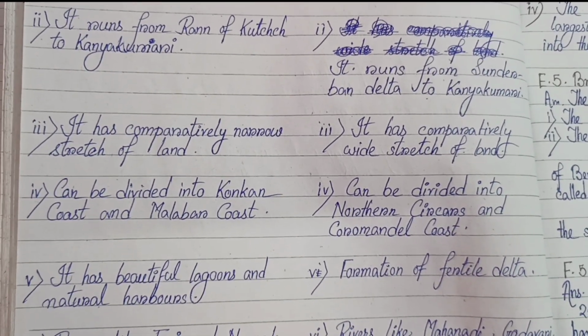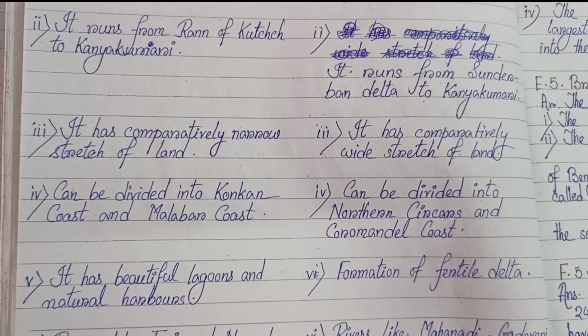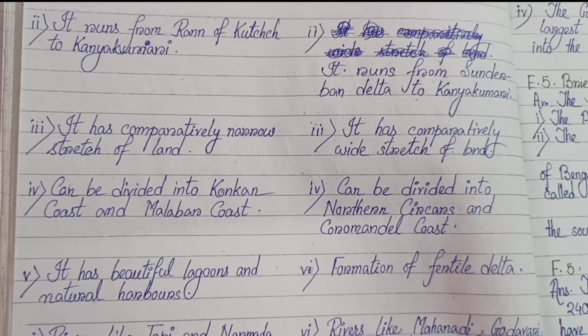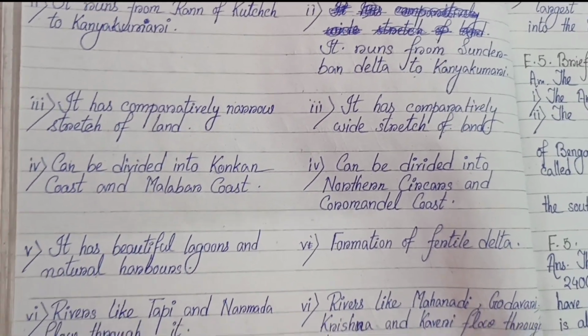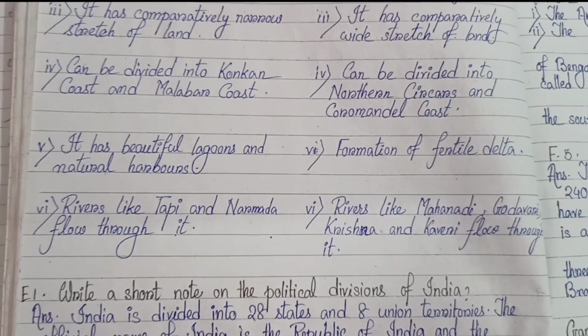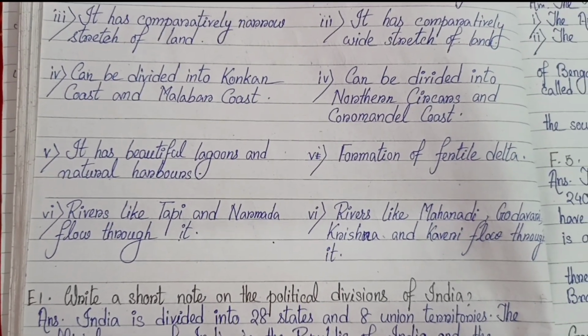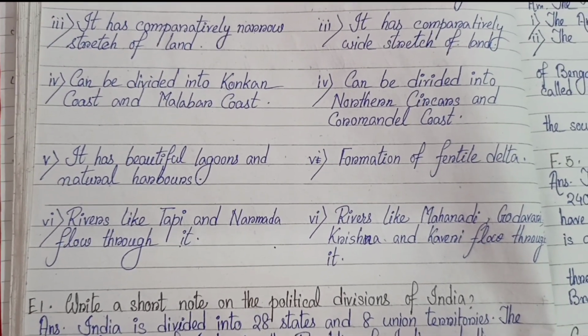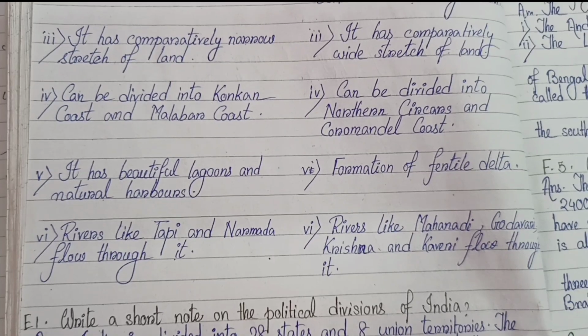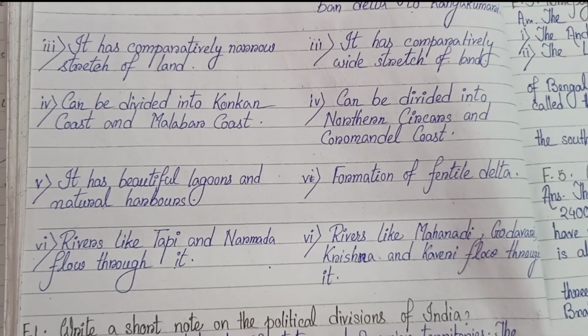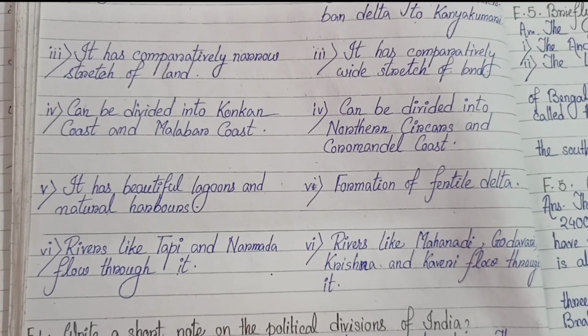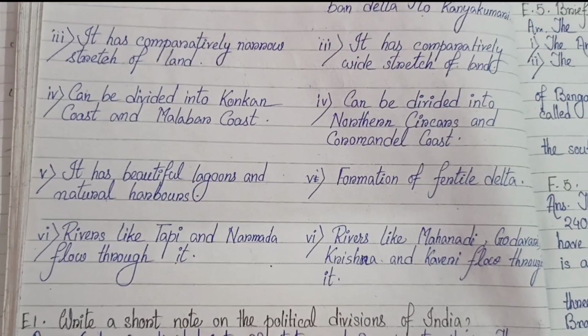Number 5, the western plain has beautiful lagoons and natural harbors. Number 5, the eastern plain has the formation of fertile deltas. Number 6, under the western coastal plains, rivers like Tapi and Narmada flow through it. Number 6, under the eastern coastal plains, rivers like Mahanadi, Godavari, Krishna and Kaveri flow through it.